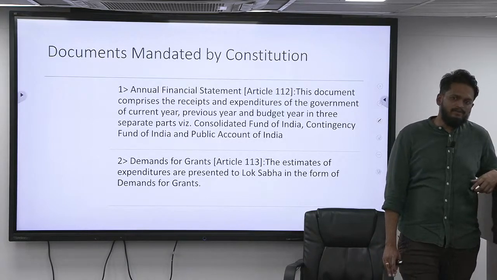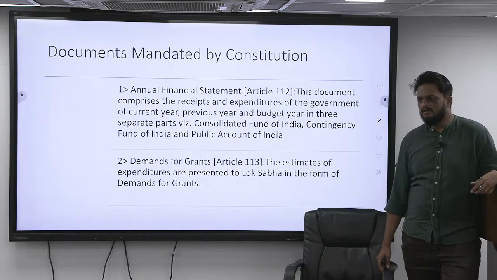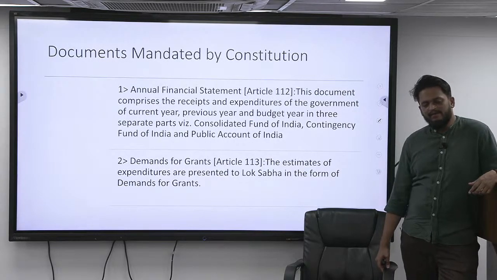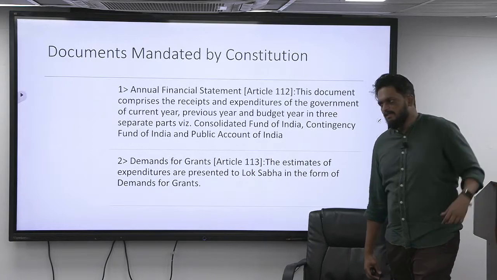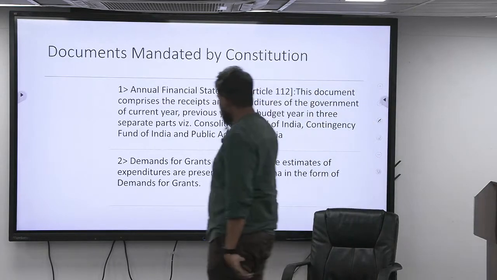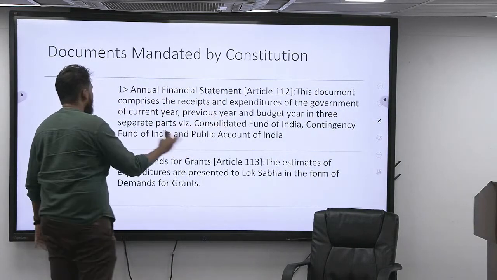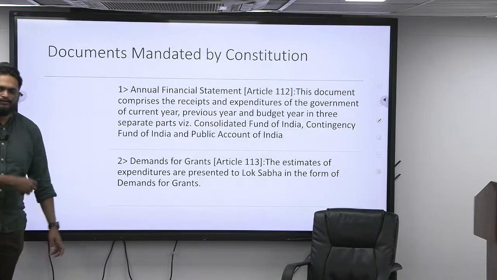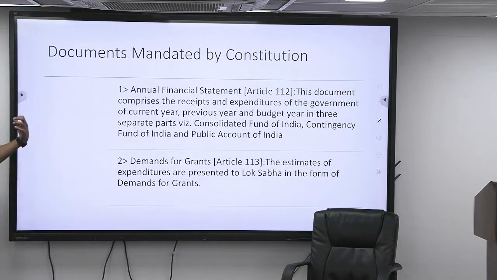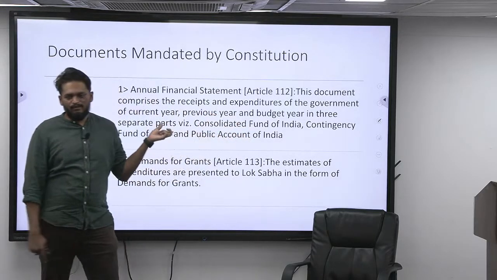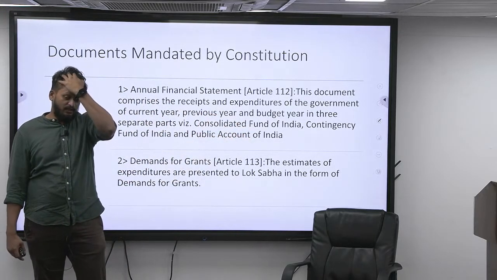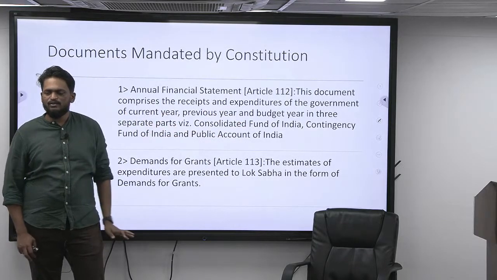For current year, what do we have? Current year revised estimates, and for the previous year we have actuals. So these 3 data we will have for 3 separate accounts: Consolidated Fund of India, Contingency Fund of India, and Public Account of India. Majority of government money actually goes only to Consolidated Fund of India. In fact, almost all the money that government spends is going to and coming out of the Consolidated Fund of India.